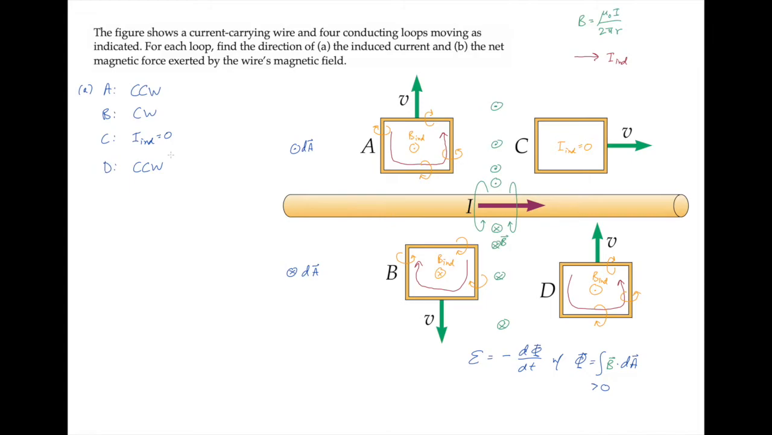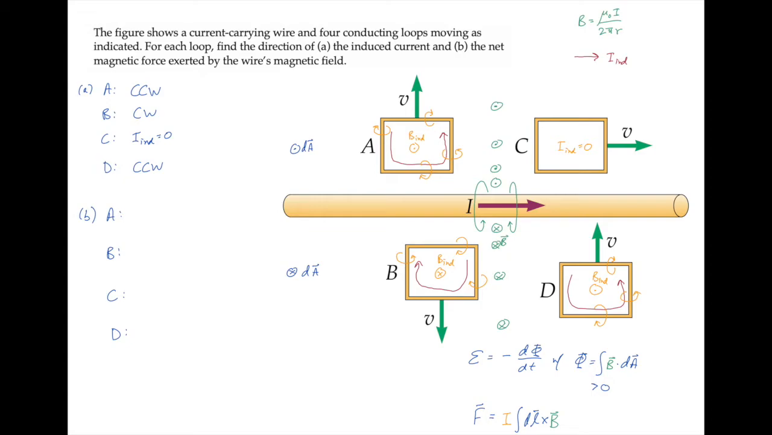Part B asks us to find the direction of the magnetic force exerted by the wire's magnetic field on each of these current loops. The magnetic force is the integral of I dl cross B, where I is the induced current. It's constant around each loop, so we can move it out of the integral. dl is a line segment in the direction of the current, and B is the external magnetic field.